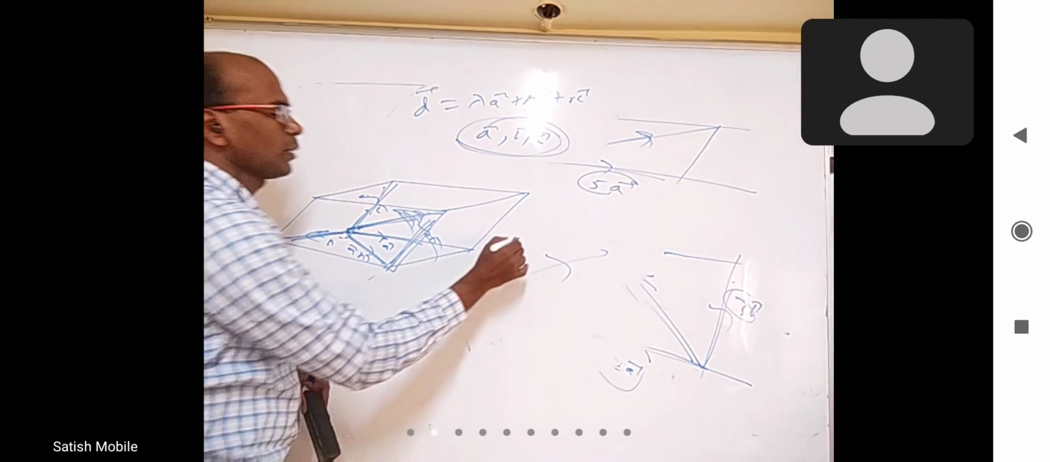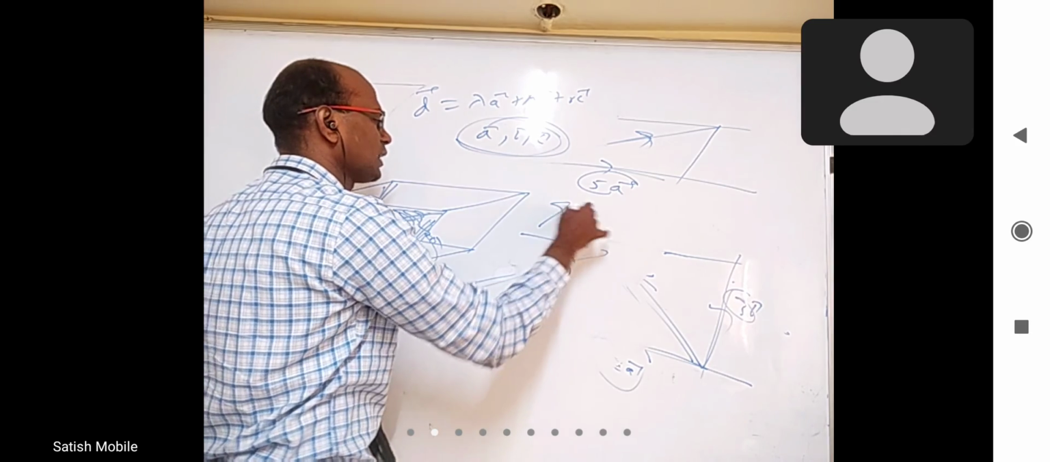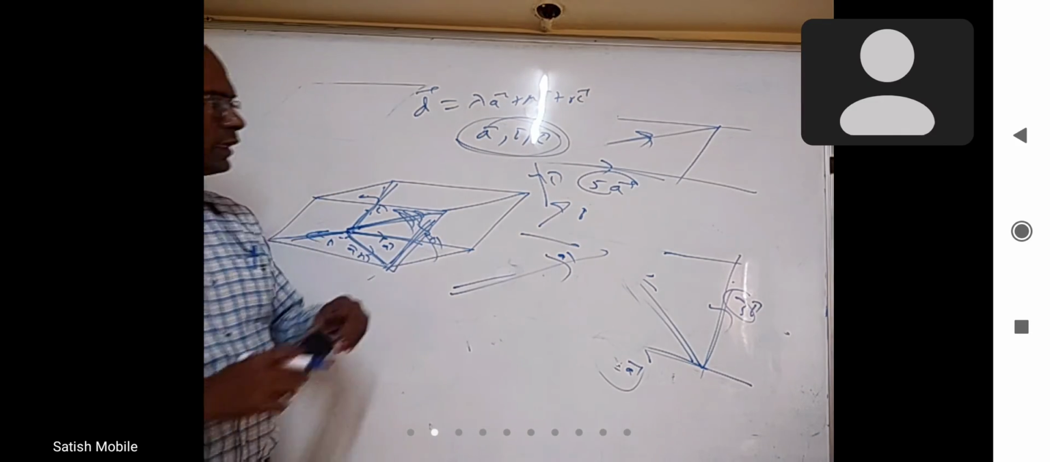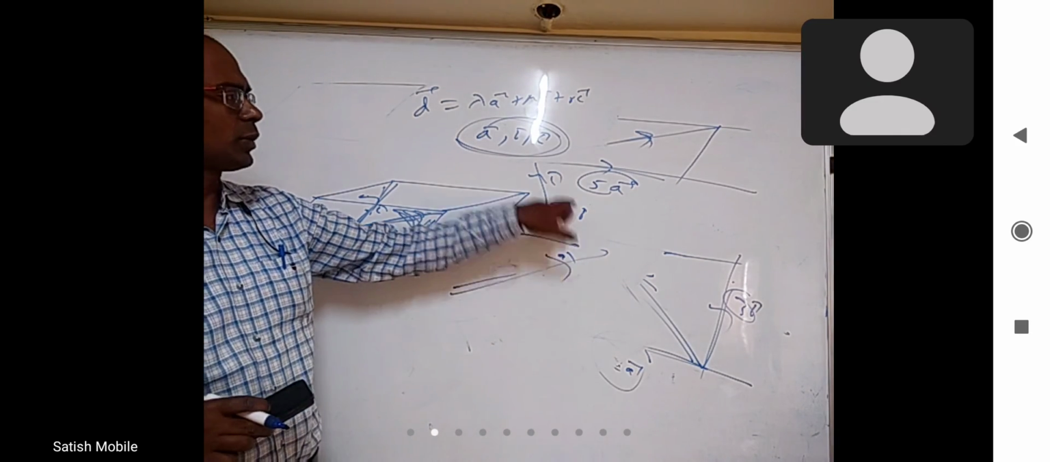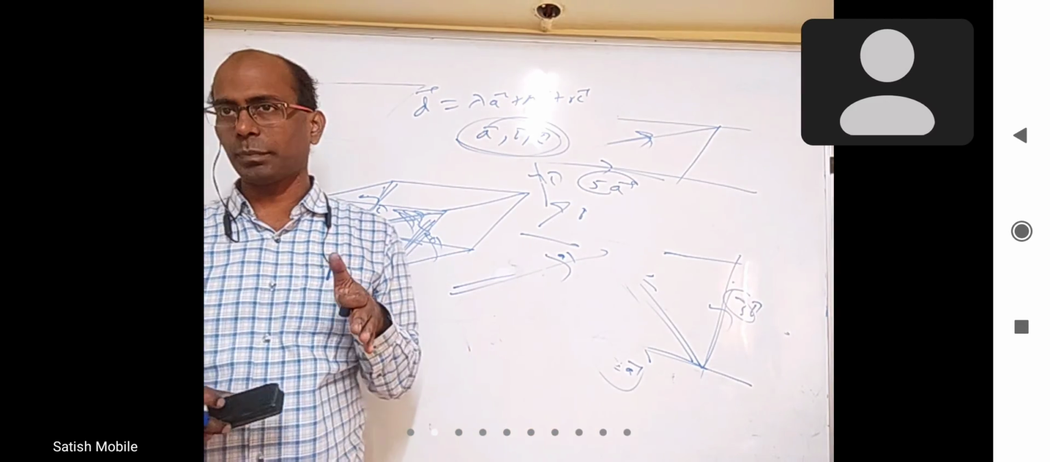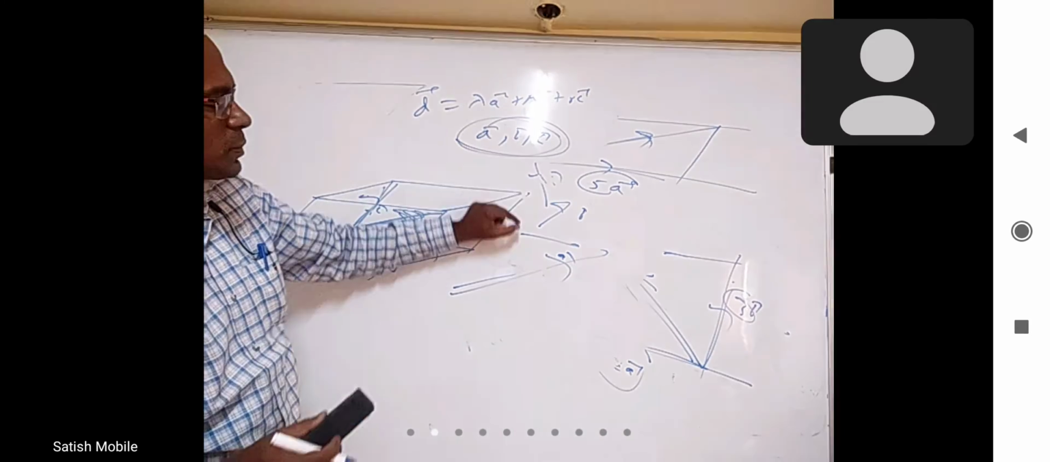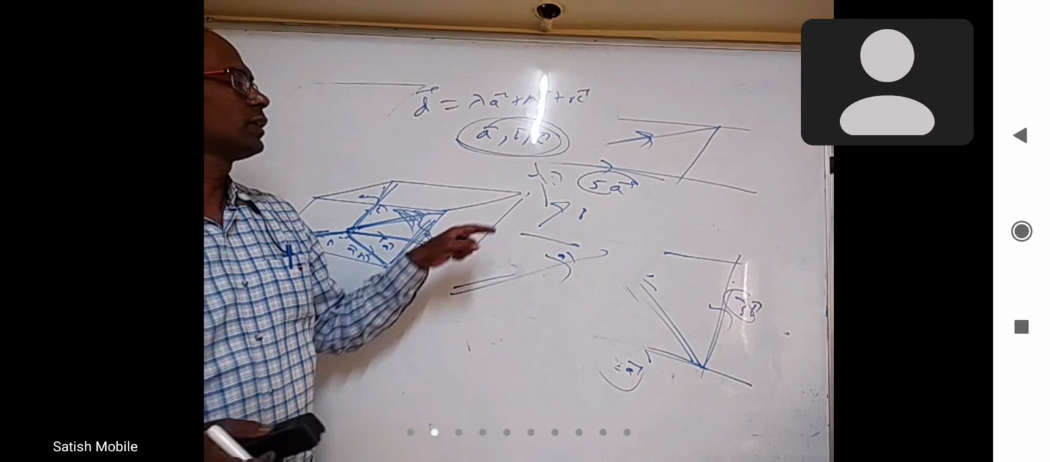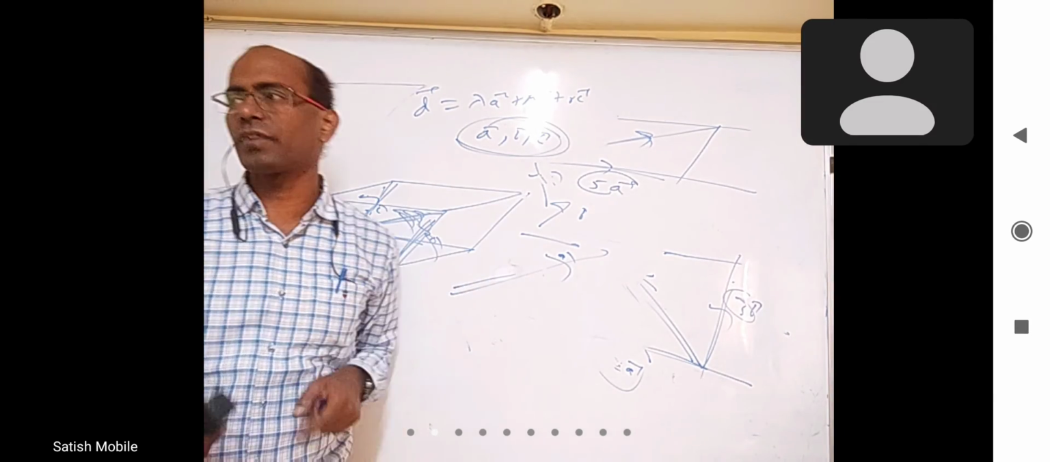Let us say a bar is like this, b bar is like this, and c bar is like this. Then you take something into a bar plus something into b bar plus something into c bar, will cover only vectors in this plane. It doesn't cover outside the plane. So if c bar is not in this plane, it is like this, then their linear combination will cover every other vector in the space.